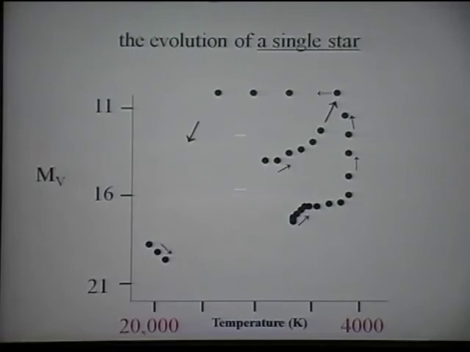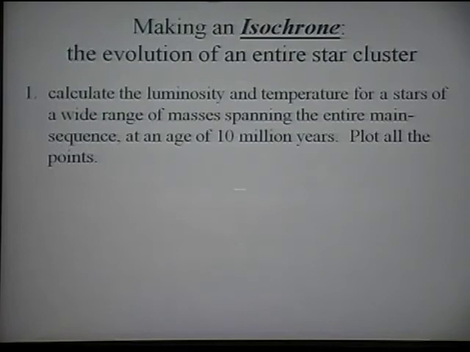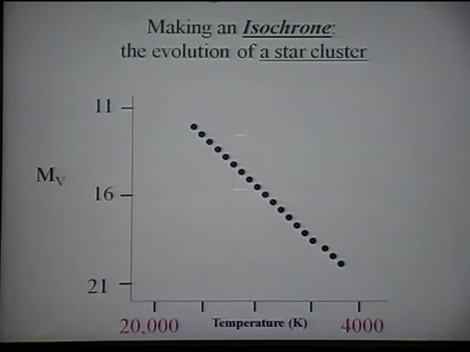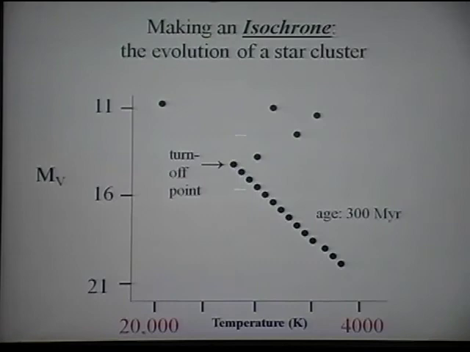But we can do the same thing for an entire cluster. For a cluster, we're going to calculate the temperature and luminosity for stars of lots of different masses. And on day one, when all the stars are born, you get a main sequence, and it goes from bottom to top. And now we're going to watch the whole cluster age. The first star that dies is going to be the top, and it's going to move off. And we're going to keep following this. This turnoff point is going to move down as the cluster ages.